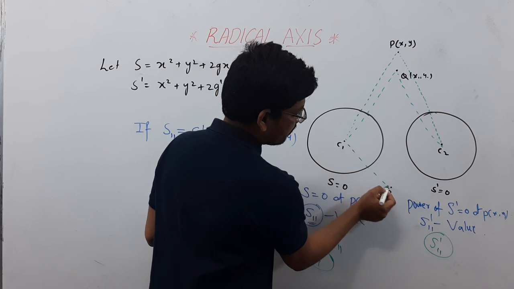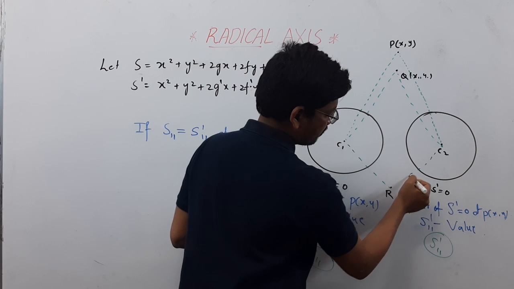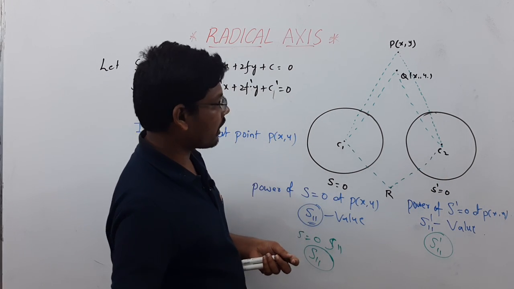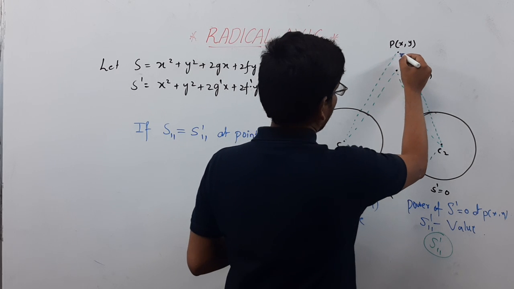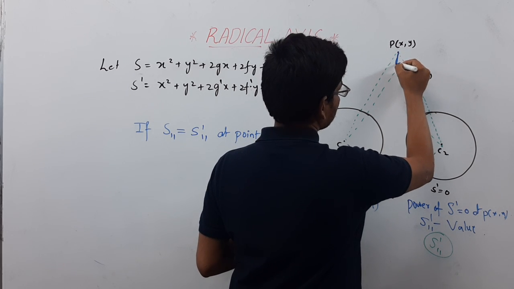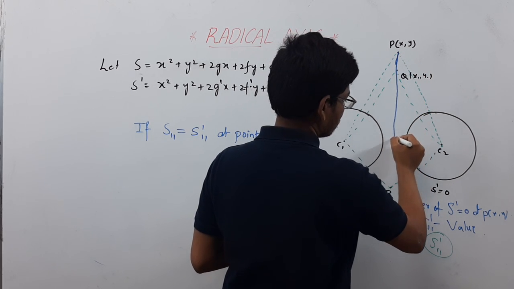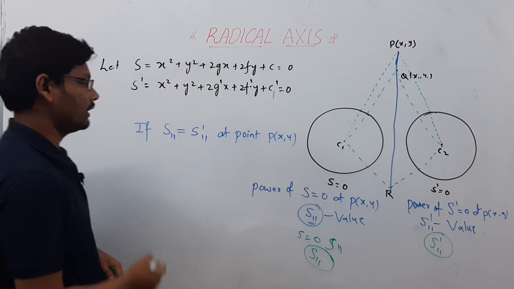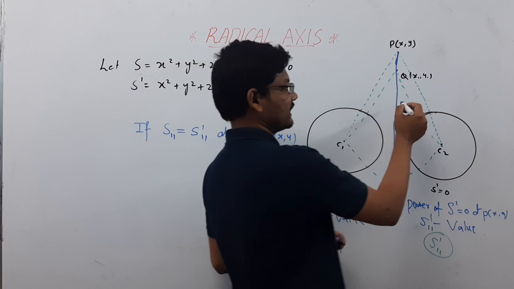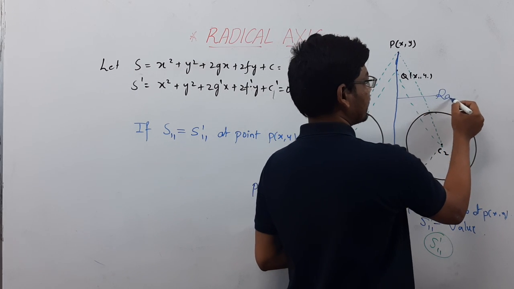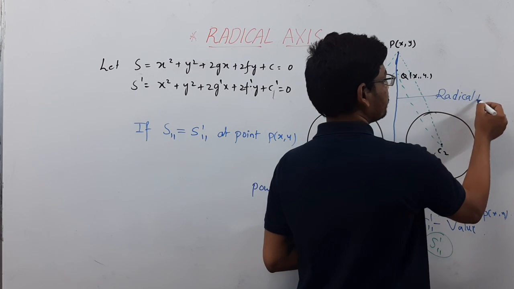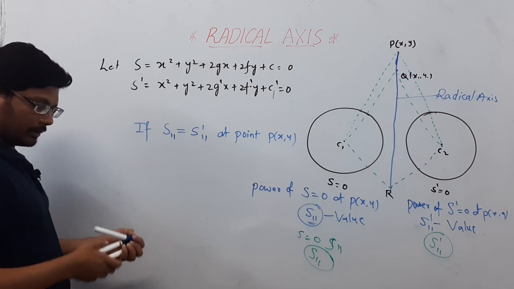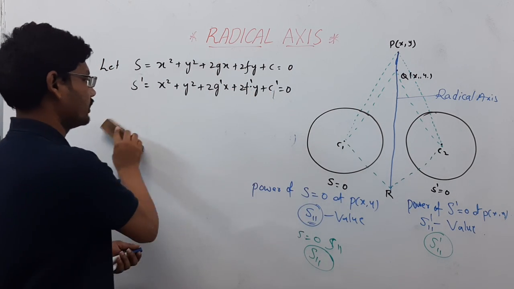So the collection of all these points, the joining of all these points, is called the radical axis. This is nothing but the radical axis. Radical axis.